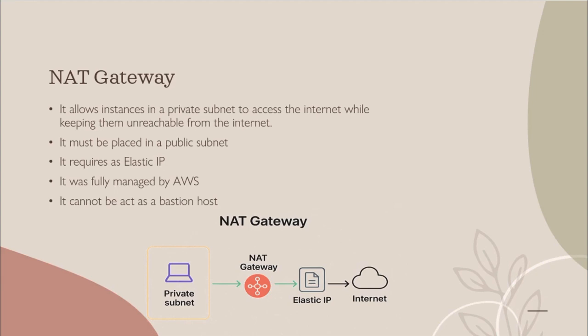Because the private subnets have no public IP, if that private subnet wants to access the internet, it will use the NAT gateway, and that NAT gateway must be placed in the public subnet, and it must contain the elastic IP so that it is able to communicate over the internet. And it cannot act as a jump server, which means by logging into the NAT gateway, we can't reach the internet.